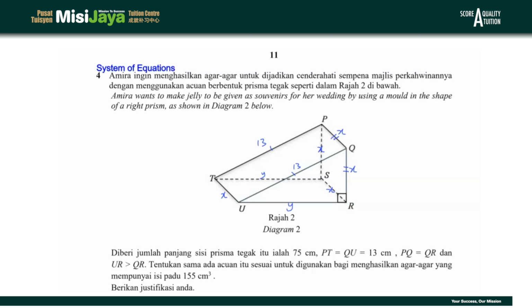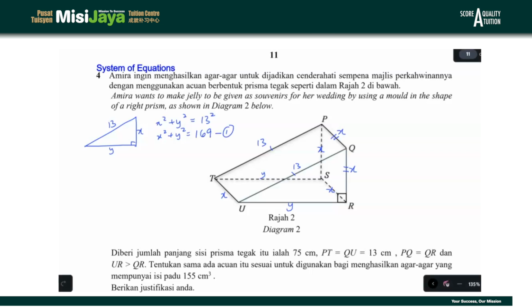Before that, I use Pythagoras theorem for this triangle because it's a right-angled triangle. It's a right prism. So this is y, this is x, and this is 13. From here, I can form an equation: x squared plus y squared equals 13 squared, which is 169. This is Pythagoras theorem, and this is equation 1.